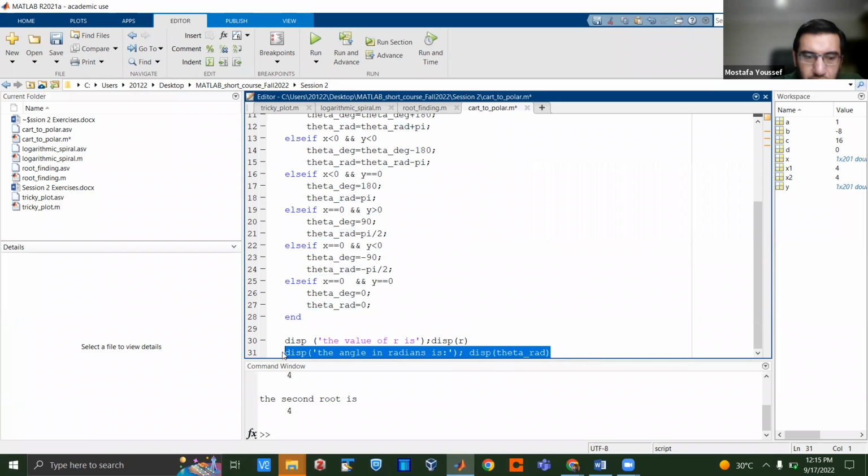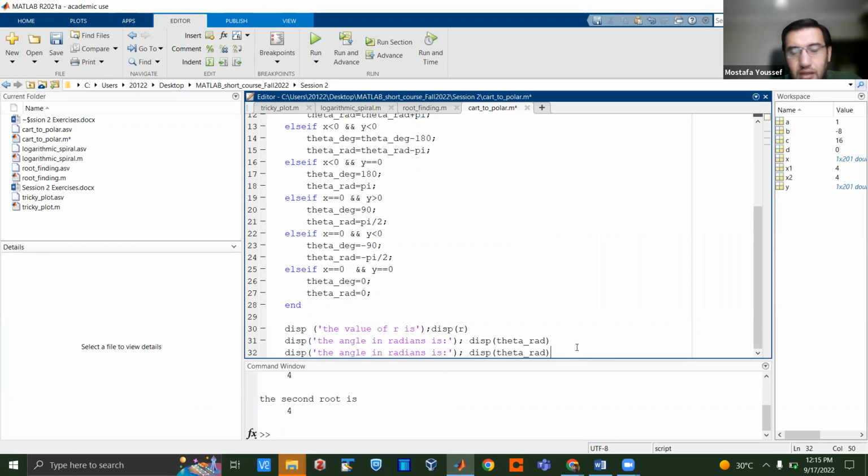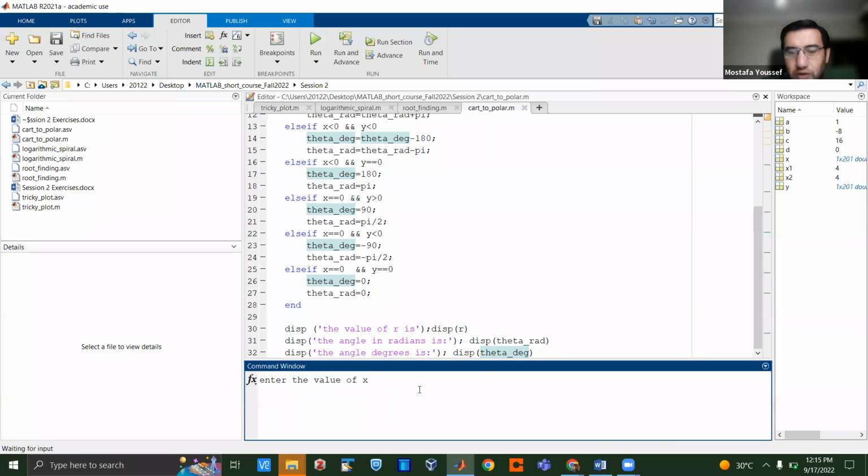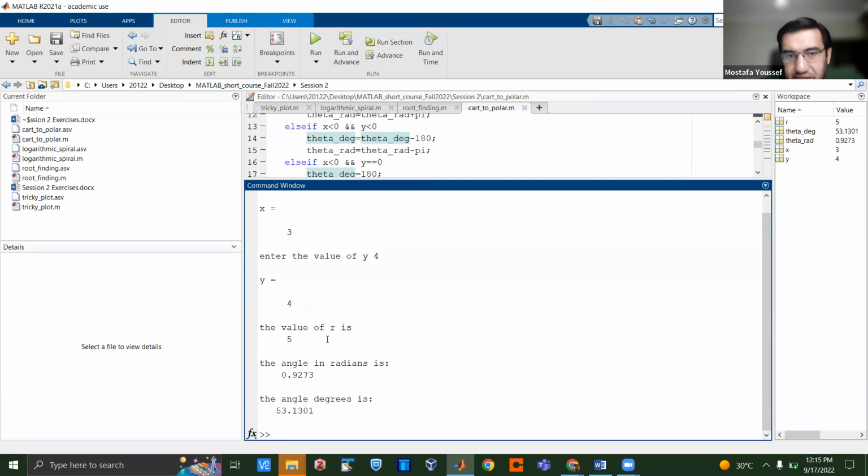And finally, we can copy this. The angle in degrees is theta deg. Now it's complete, so I can save it. Let's try to run. Let's test one case. One of your colleagues actually suggested it in one of the breakout rooms. So x is 3, and y is 4. So that actually gives us the following answer. The value of the radius is 5, the angle in radians is 0.92, and the angle in degrees is 53 degrees, right?